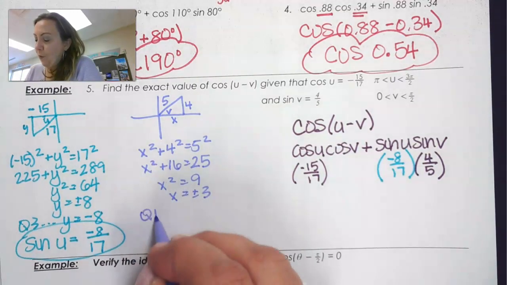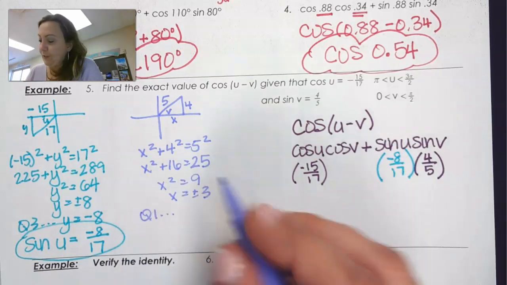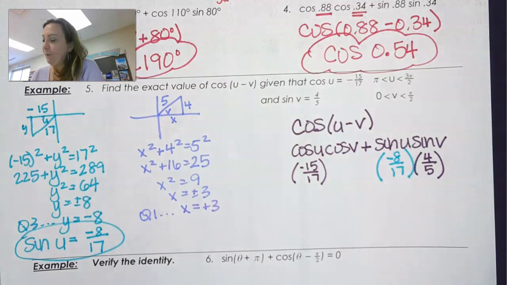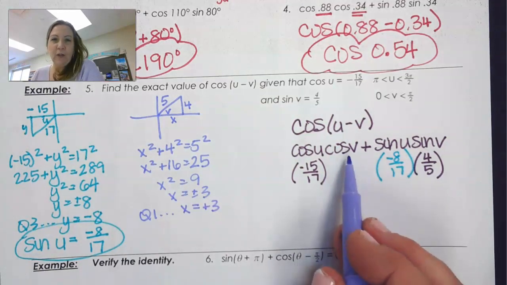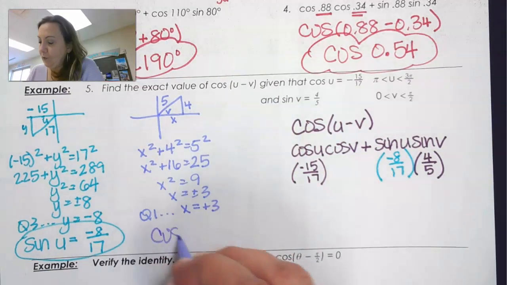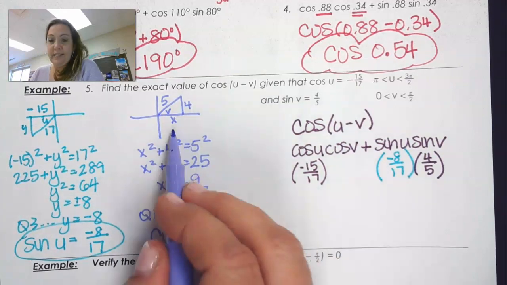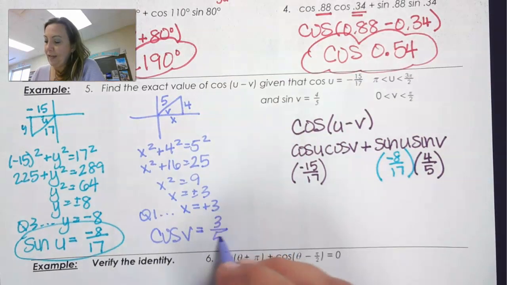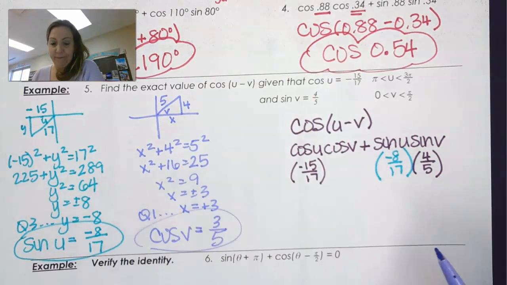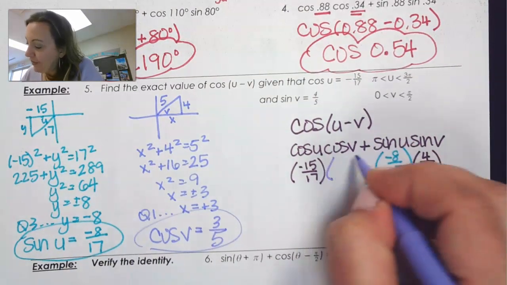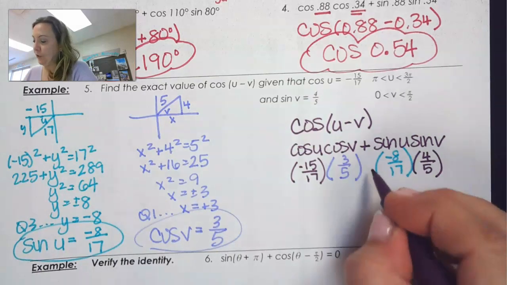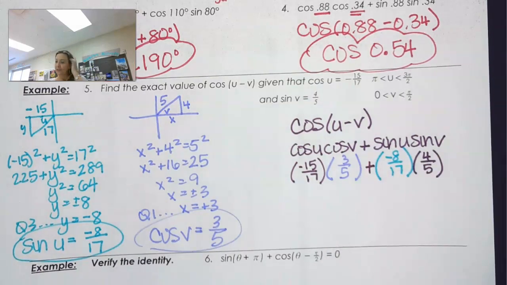And because we're in quadrant 1, which one would we choose? That's right, positive 3. And remember what we wanted from this is the cosine of v. So my cosine of v is my adjacent, which is x, which we now know is positive 3, over the hypotenuse, which is 5. And so now we can put that in here, and then we should be able to continue from there.